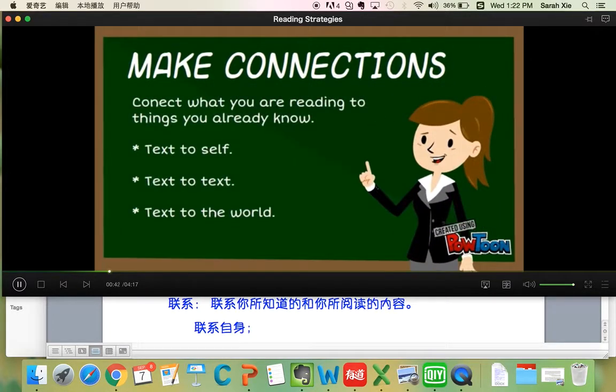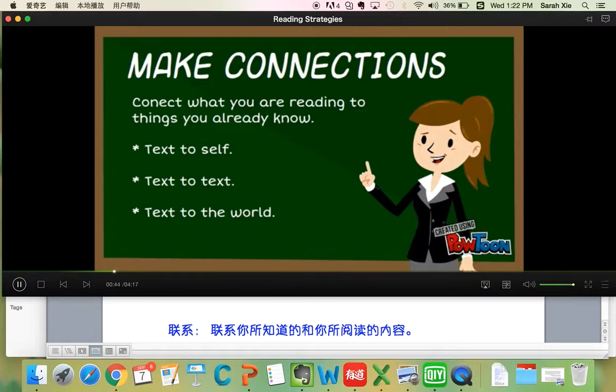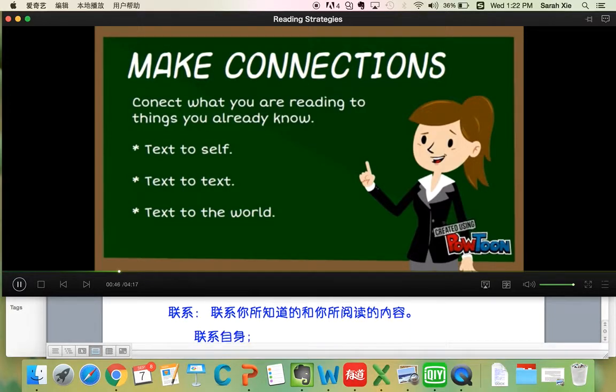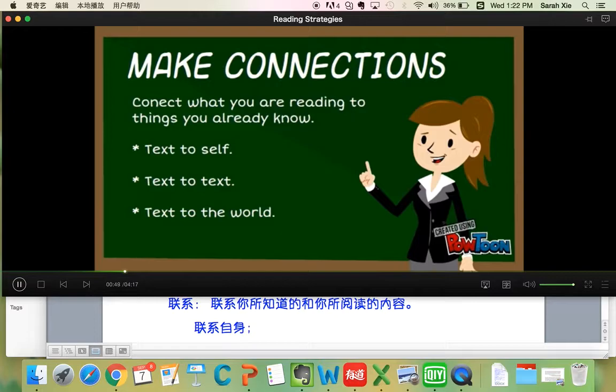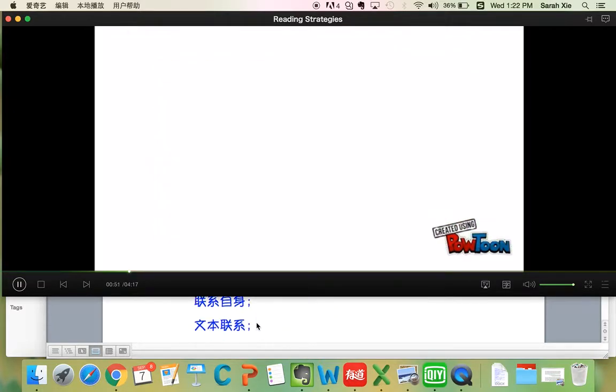Making connections is very important. You need to connect what you are reading to things that you already know, and make connections: text to self, text to text, and text to the world.